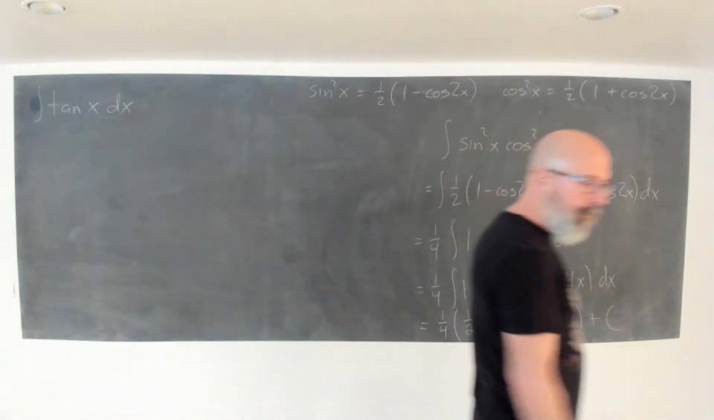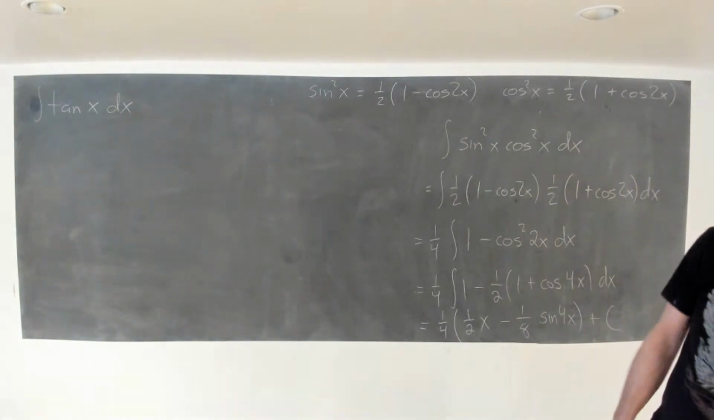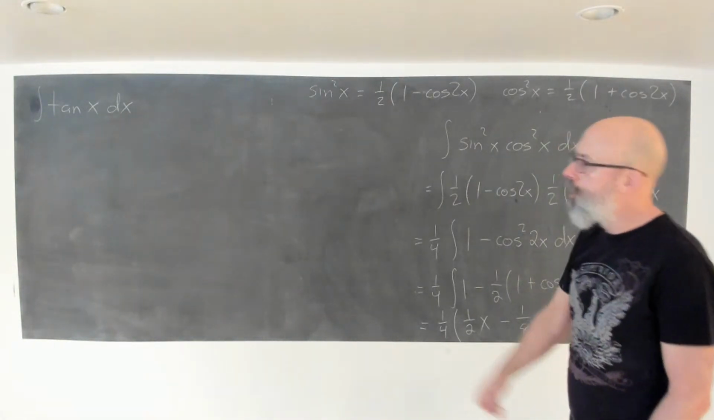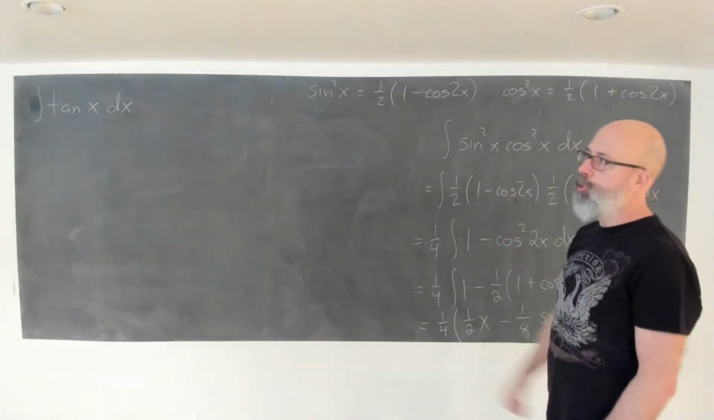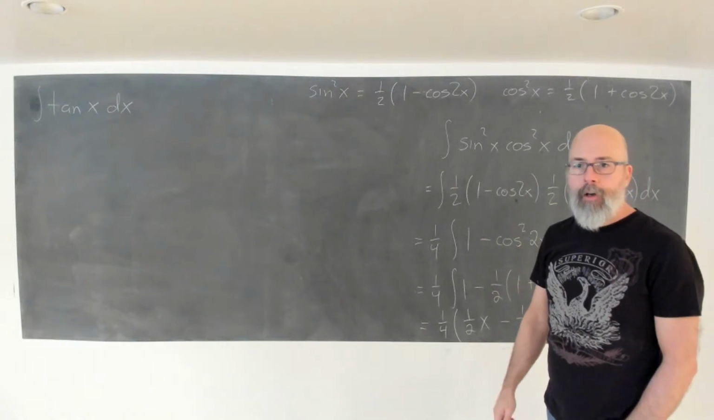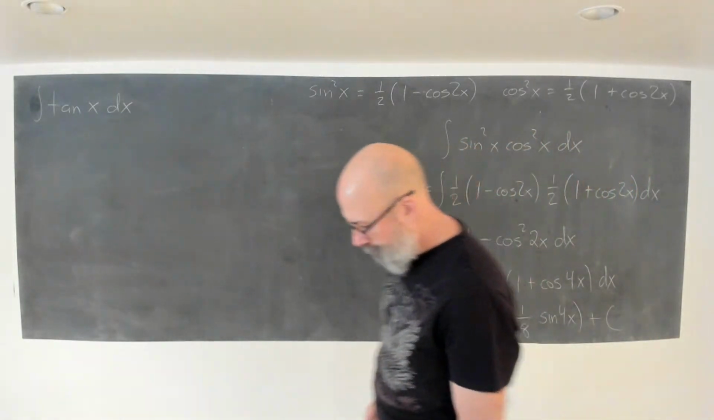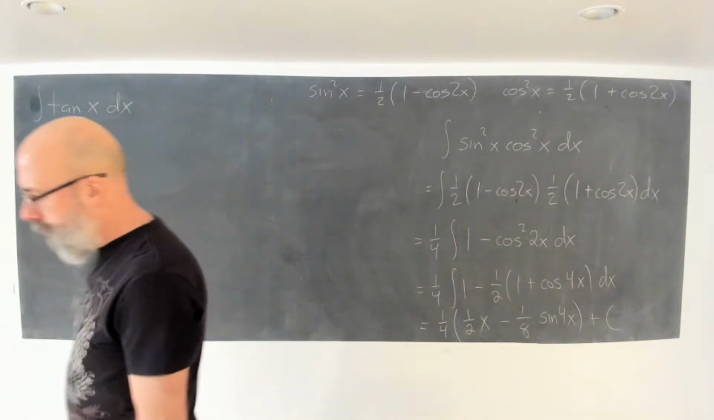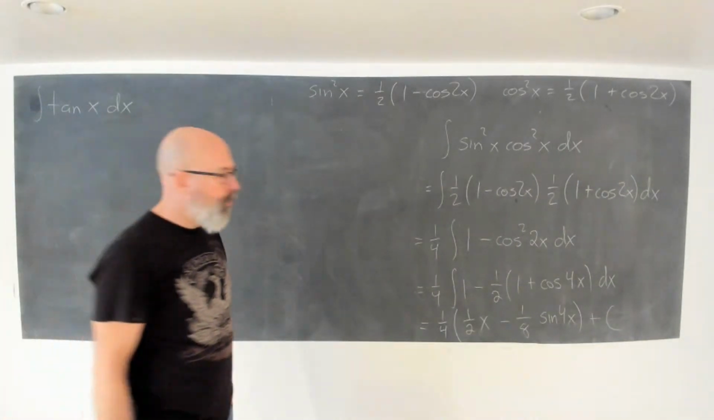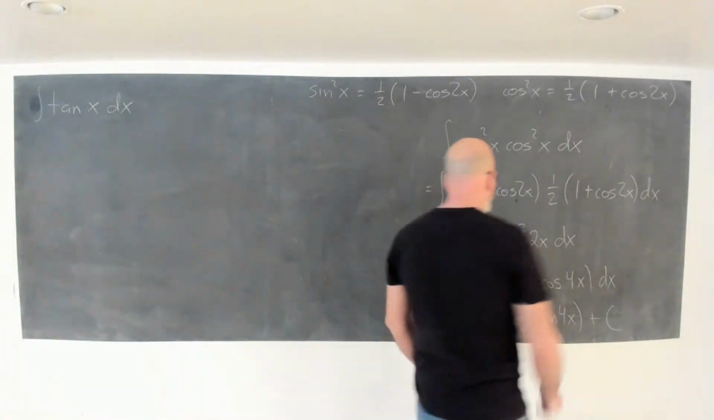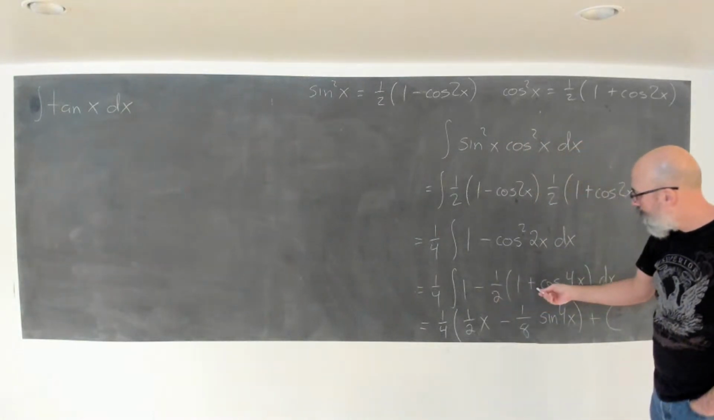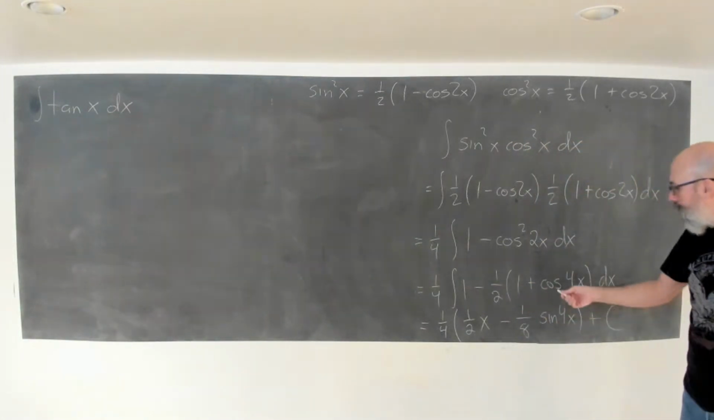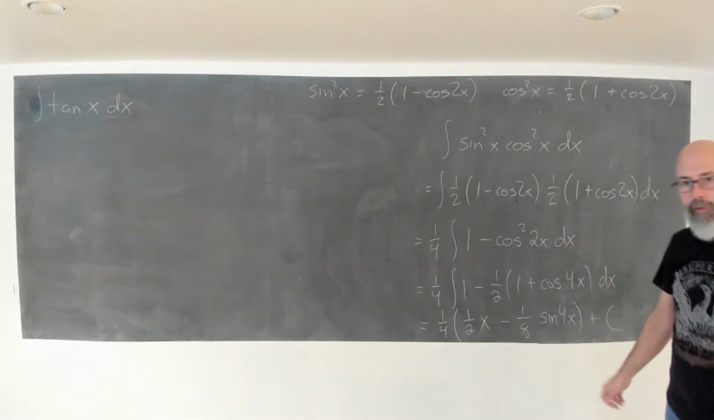Let's move on away from sine and cos, but not that far away, because all other trig functions can be rewritten in terms of sine and cos anyways. Why the negative here? Well, the negative distributes. The antiderivative of cos is positive sine.